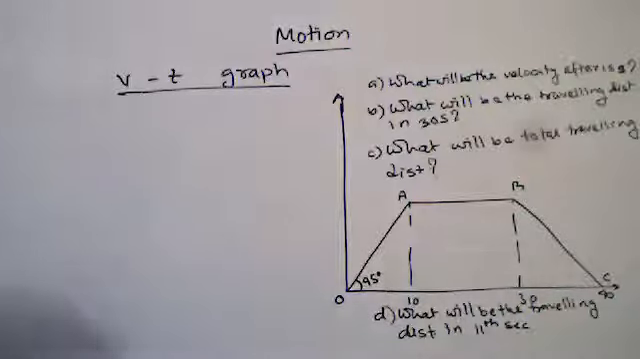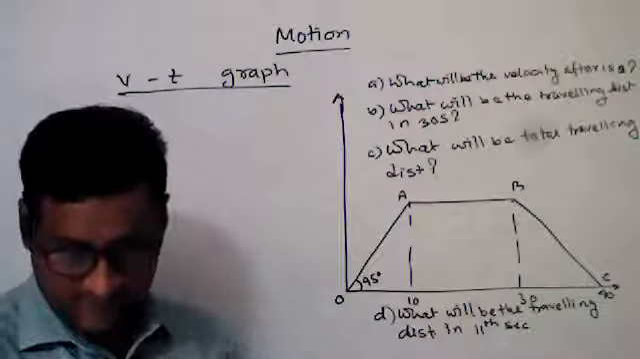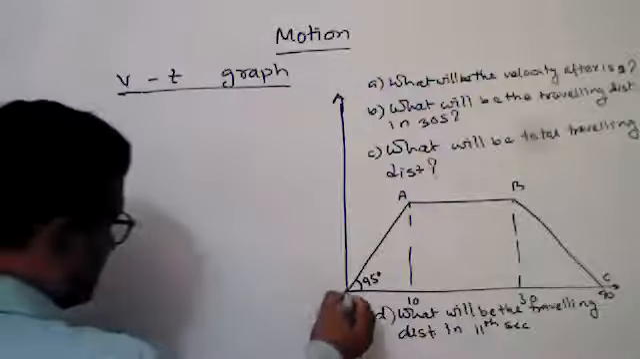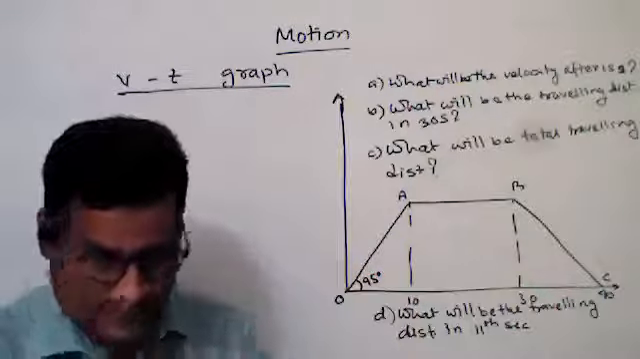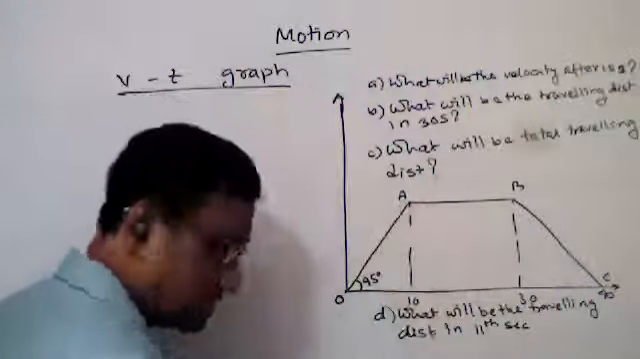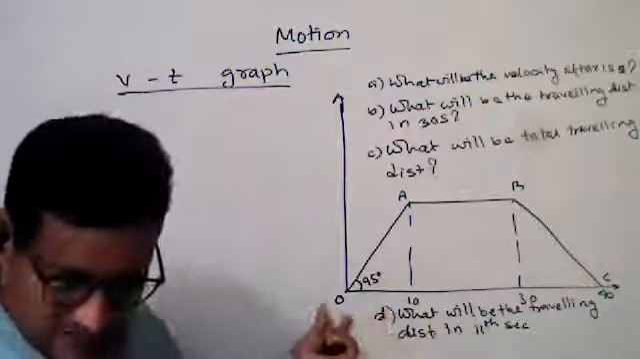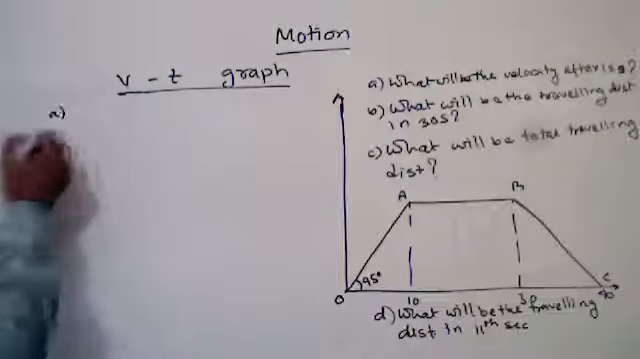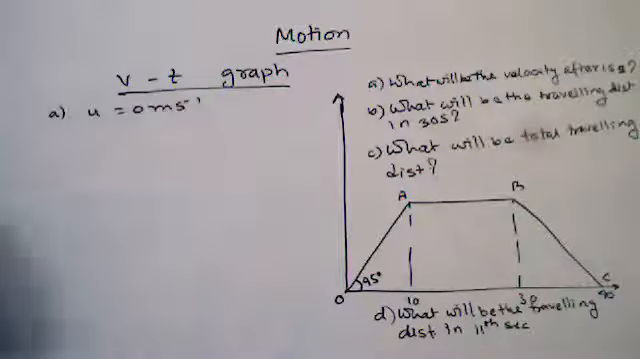At first, A, what will be the velocity after 15 seconds? What will be the velocity? Here, the body starts from rest. Here, the initial velocity is 0. So, from O to A, the body moves on uniform acceleration. We do not know the velocity at point A. Now, for answer A, u equals 0 meter per second.